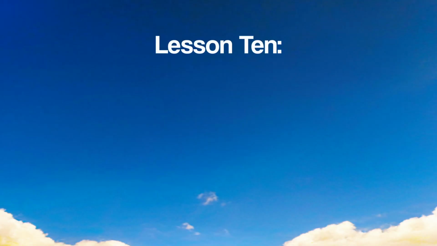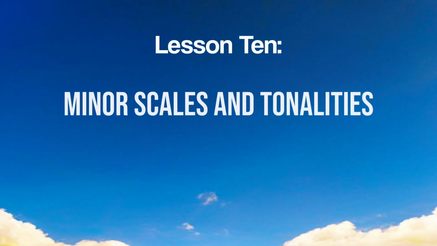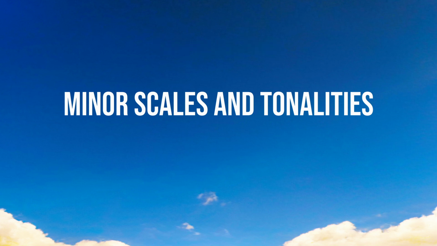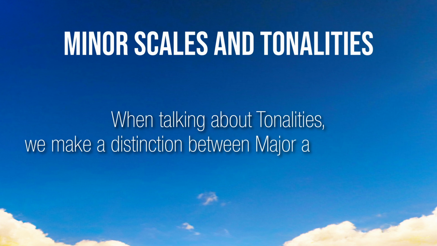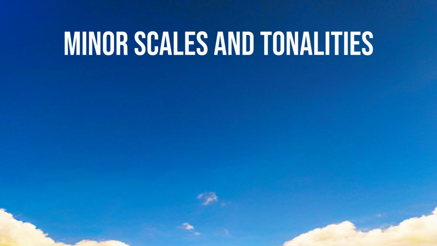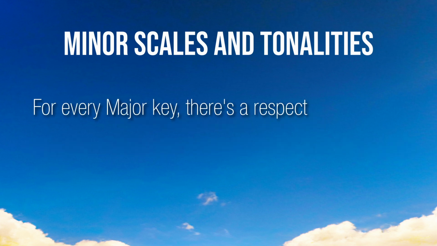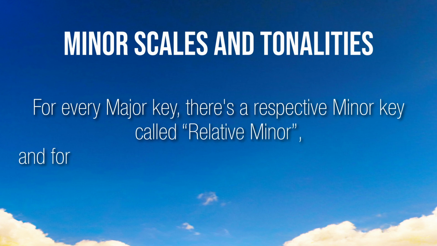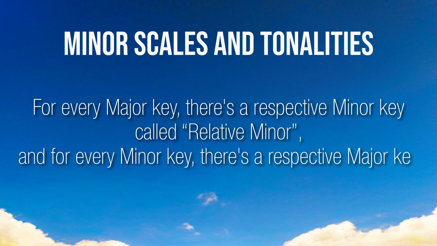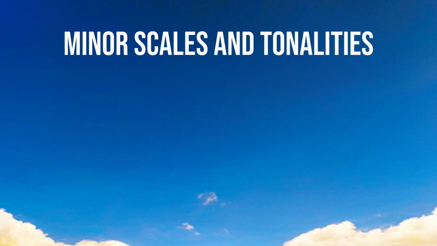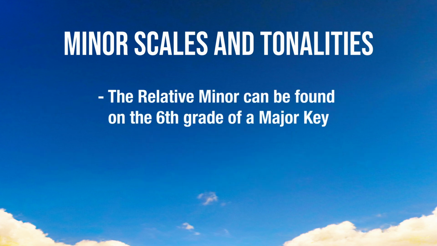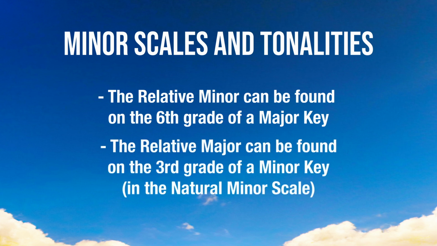In today's lesson, I will be explaining minor scales and tonalities. When talking about tonalities, we make a distinction between major and minor keys. For every major key, there's a respective minor key called relative minor, and for every minor key, there is a respective major key called relative major. The relative minor can be found on the 6th grade of a major key, while the relative major can be found on the 3rd grade of a minor key in the natural minor scale.